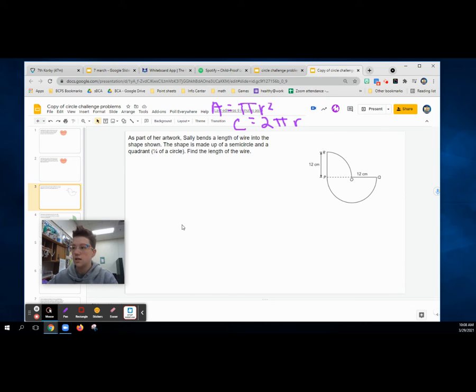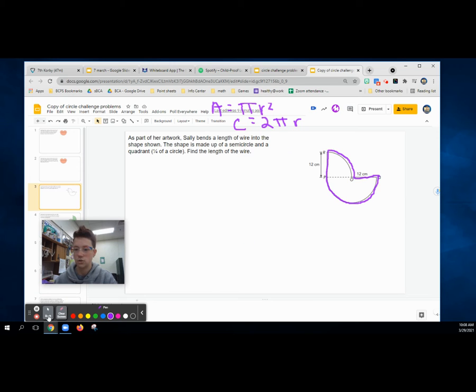Okay. Sally is bending a length of wire into the shape shown. So we've got this like half circle shape here, and then a quadrant, which is a fourth of a circle. We need to find the length of the wire. The wire is going along the outside edge, right? So we would need to find the circumference of half of a circle.